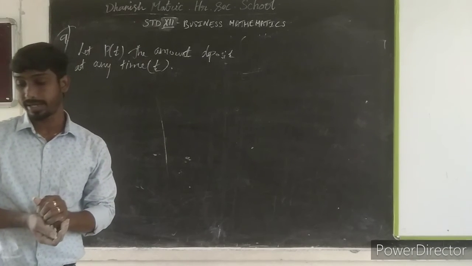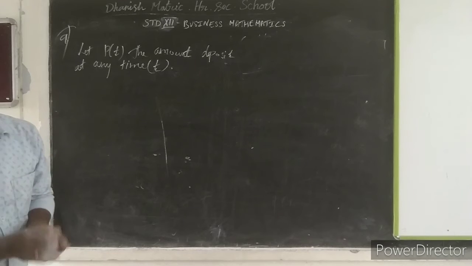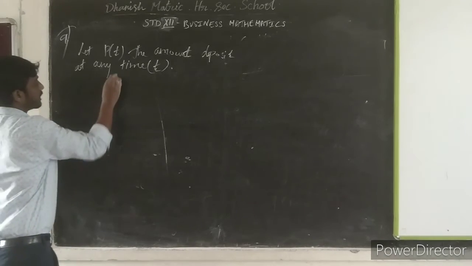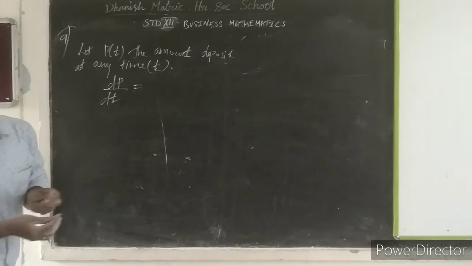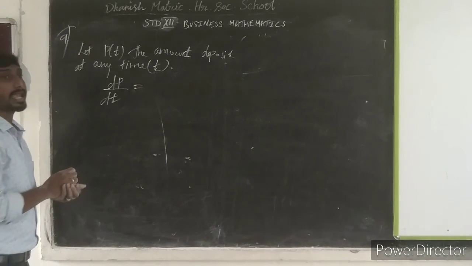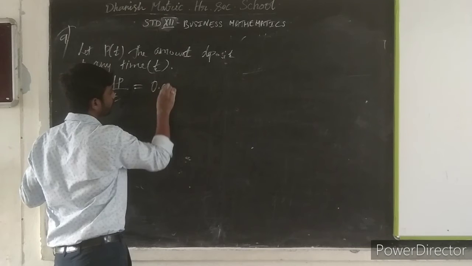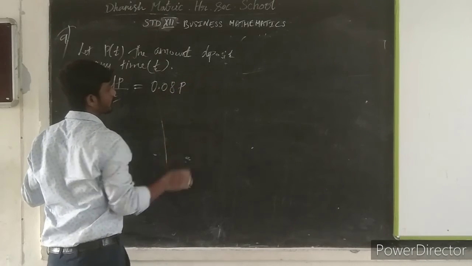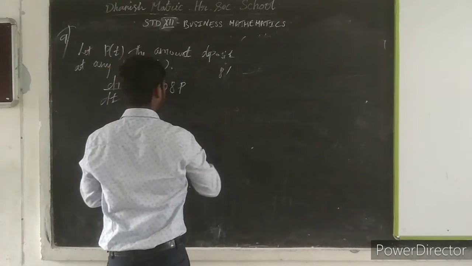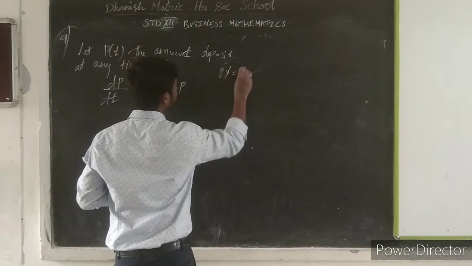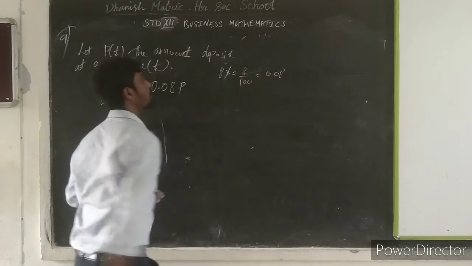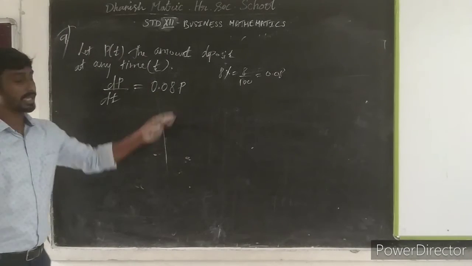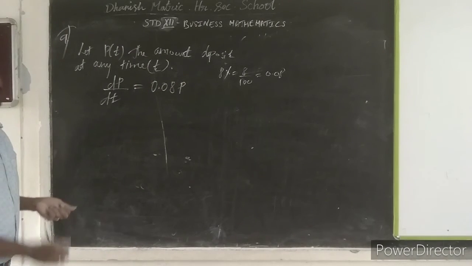Instantaneous rate of change of principal means you have to write it like this: dP/dt equal to 8%. 8% means 8 divided by 100, that will be 0.08. So dP/dt equals 0.08 P. Now we are going to integrate on both sides.